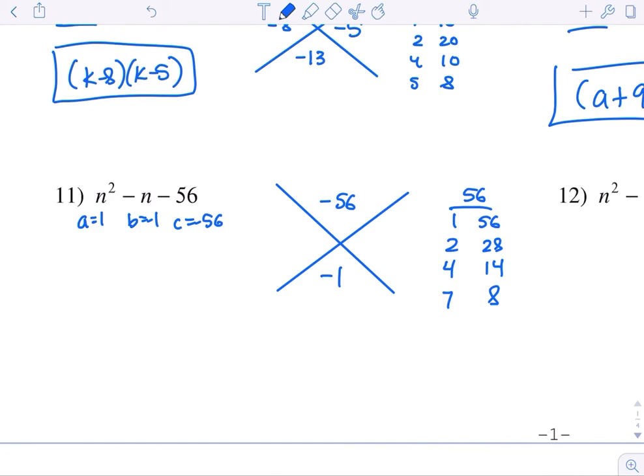Well, 7 and 8 seem to be a good choice. Now, which one has to be negative? Well, 7 plus -8 will give me -1, and then 7 times -8 is -56. So that's a combo, since a is equal to 1, plus 7 and minus 8.